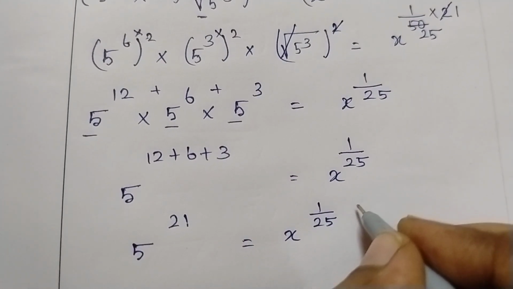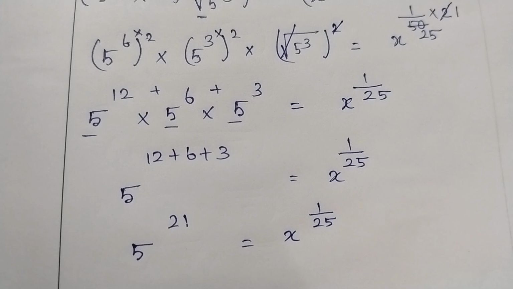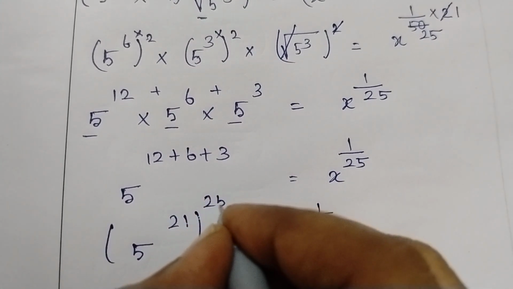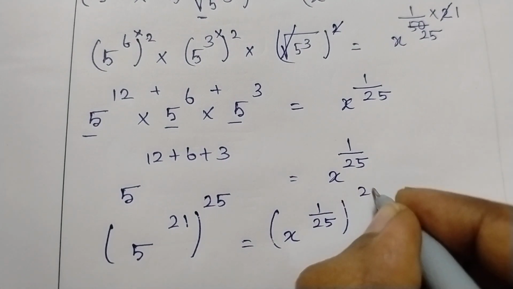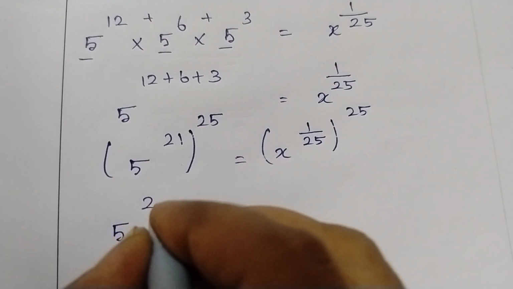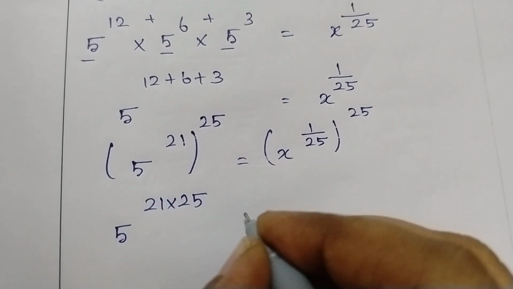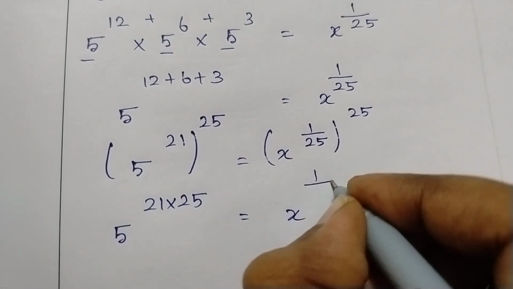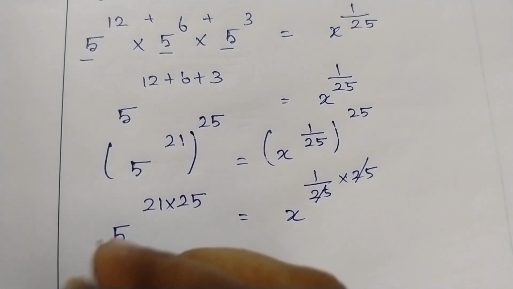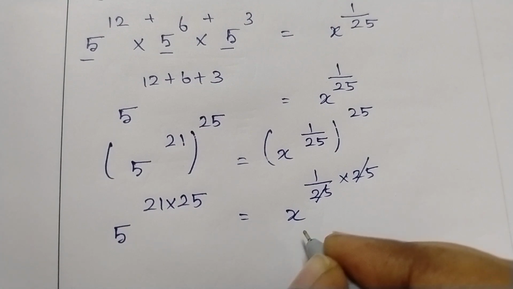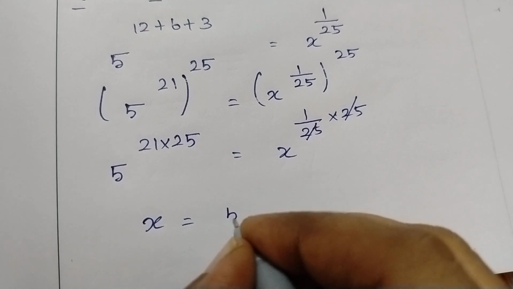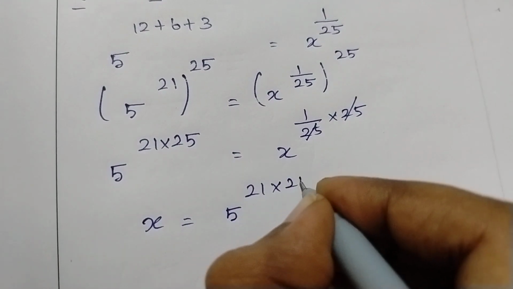If we multiply by 25, both get cancelled, right? So therefore take power 25 on both sides. Therefore this becomes 5 power 21 into 25, which is equal to x power 125 into 25. This 25 gets cancelled. Therefore on the right hand side what we have? x alone. So just swap that and write x is equal to 5 power 21 into 25.